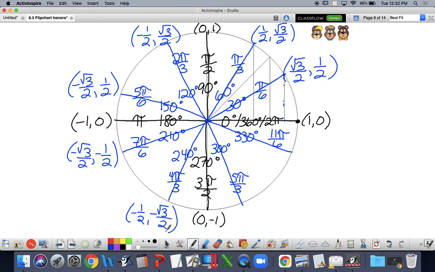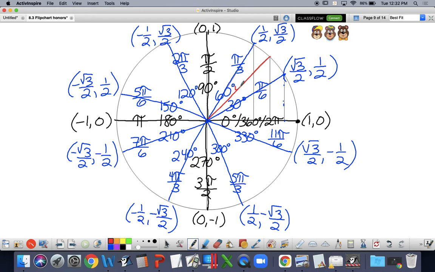I'm going to keep going around. My reference angle here is 60 degrees. And in this quadrant, the y coordinate is negative. And then last but not least, square root of 3 over 2, negative 1/2. Questions on those? The 45-degree angles are much nicer. You'll see why.